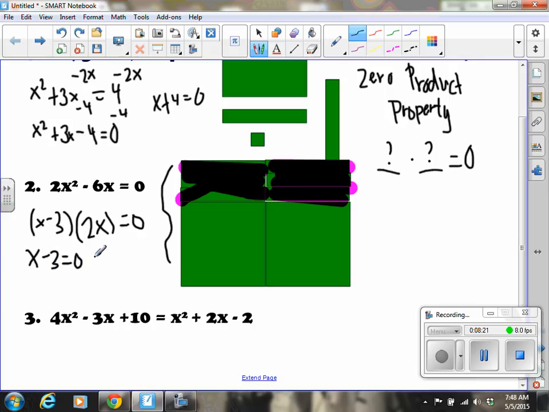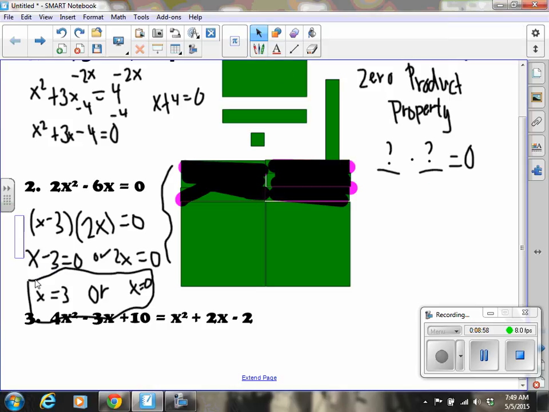Here comes my magic word, or, 2x equals 0. When I solve this linear equation, I get x is 3, because I'll add 3 to both sides. Or when I solve this one, I'll get x is 0, because I'll divide each side by 2. And notice how that magic word's coming with me each time. X equals 3 or x is 0. Okay?